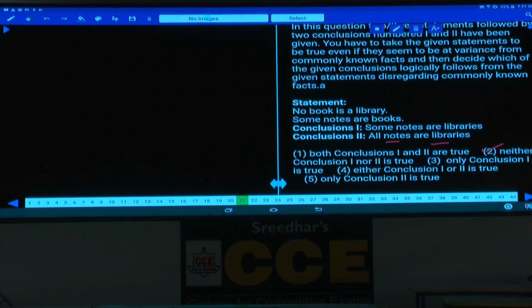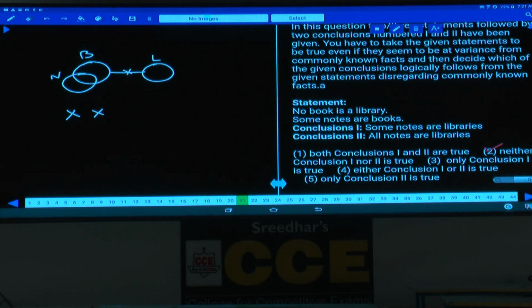Then 21st. Now in this question number 21, no book is a library. No intersection between book and library. Next, some notes are books. First one, some notes are libraries, that is false. All notes are libraries, it is also false. Hence neither one, nor two. It is given in choice 2. Hence question number 21, choice 2 is the answer.